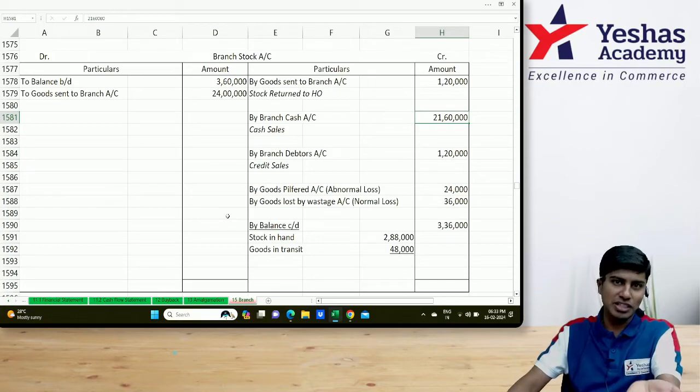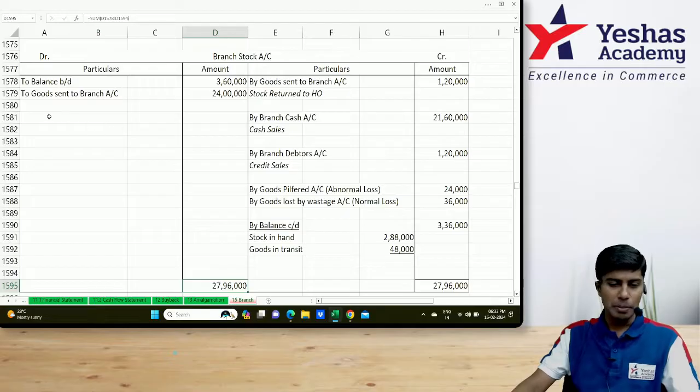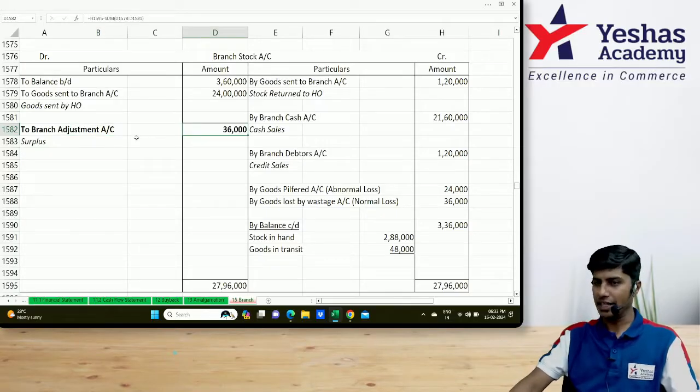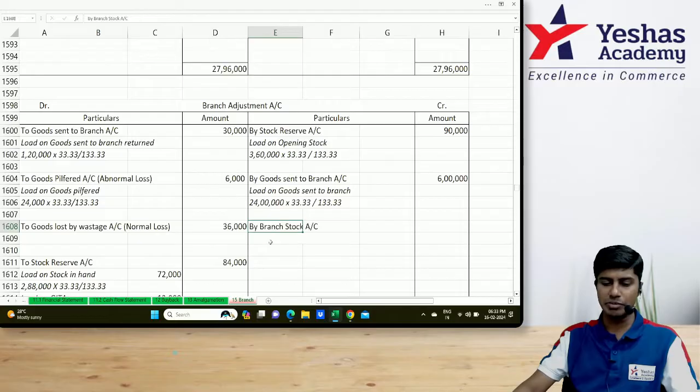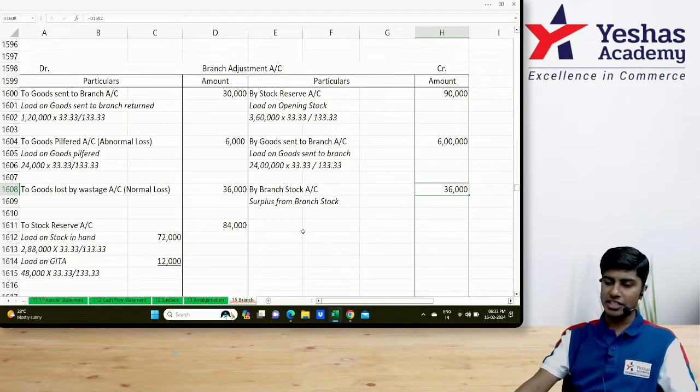This is kind of a master question. Read: 120 plus 2160 plus 120 plus 24 plus 36 plus 336, 27 lakh 96,000, minus 24 lakh, minus 3 lakh 60. This is our surplus, 36,000. This branch stock to branch adjustment, I'll write in my branch adjustment as by branch stock, surplus brought down 36. Now let's close our branch adjustment.